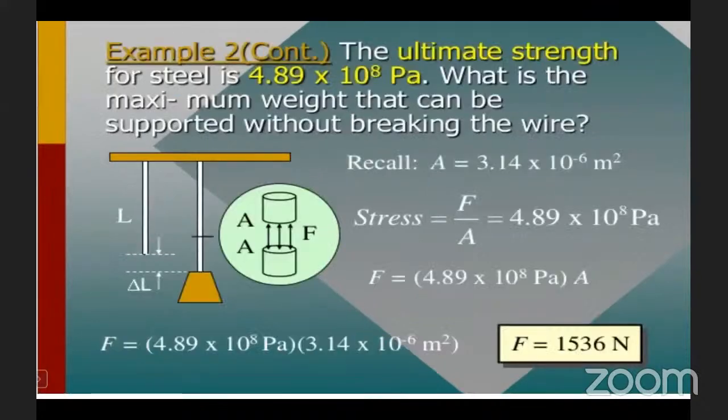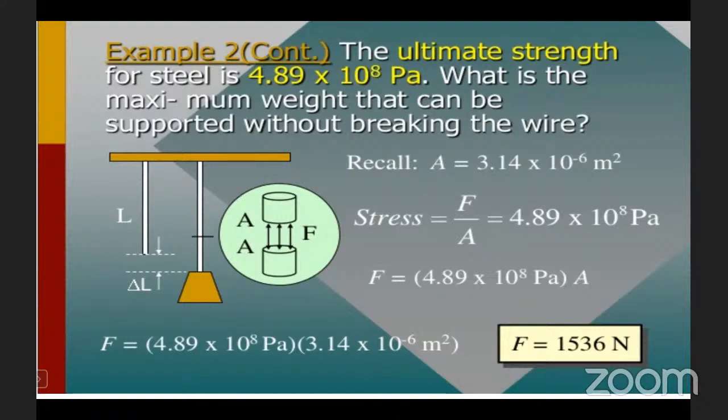Next one, example problem: ultimate strength. The ultimate strength for steel is 4.89 × 10^8 Pascals. What is the maximum weight that can be supported without breaking the wire? So what is the question asking? Once again, the ultimate strength for steel is 4.89 × 10^8 Pascals. What is the maximum weight that can be supported without breaking the wire?